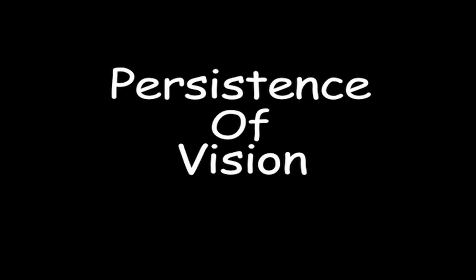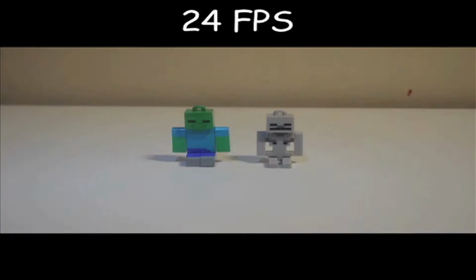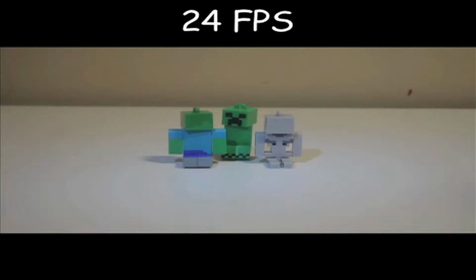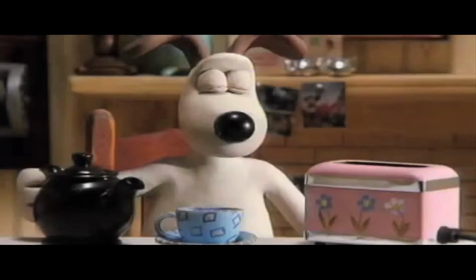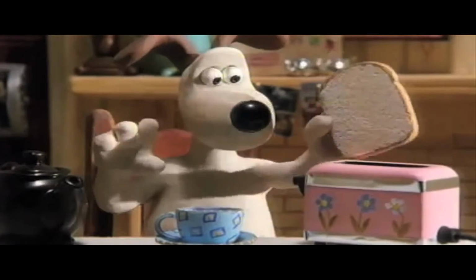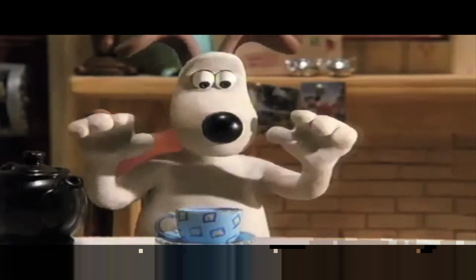Persistence of vision means that you use the same amount of frames throughout for each second. FPS stands for frames per second, by the way. The more frames that are compressed into 1 second makes the motion look smoother. The producers of Wallace and Gromit used to use 12 frames per second, but this made it a bit jumpy and less effective. So now they use 24 and are considering 48.